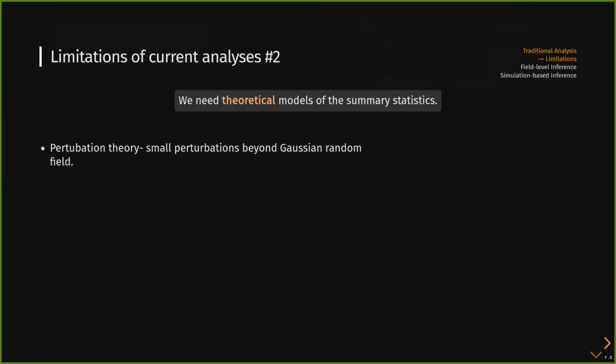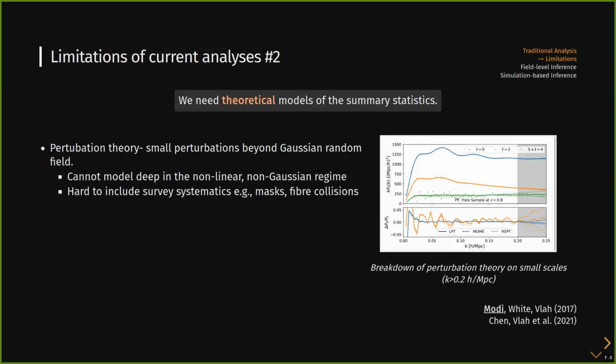The second limitation is that we need a theoretical model for doing the analysis. And generally, it relies on perturbation theory, which makes the assumption that your observed data is a small perturbation away from your Gaussian field. And as a result, it cannot model deeply into the nonlinear regime. All the perturbation theories basically break down on the small scales, as I'm showing in this figure.